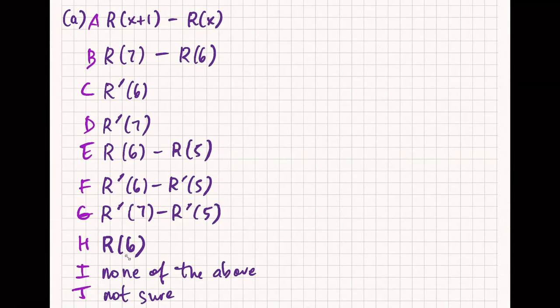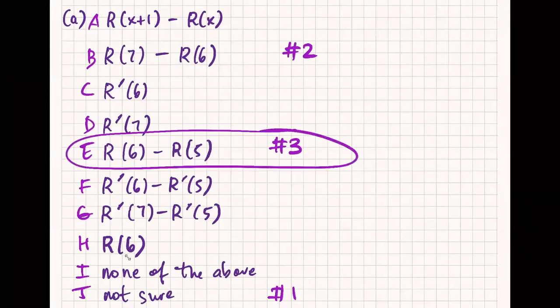So the most common answer was not sure. And then the next most common answer was choice B. So that was number 1. That was number 2. It's okay to be not sure. And then what was number 3? E. Okay. So one of these choices is correct, and that is choice E. So choice E is correct. Yay, I got it.